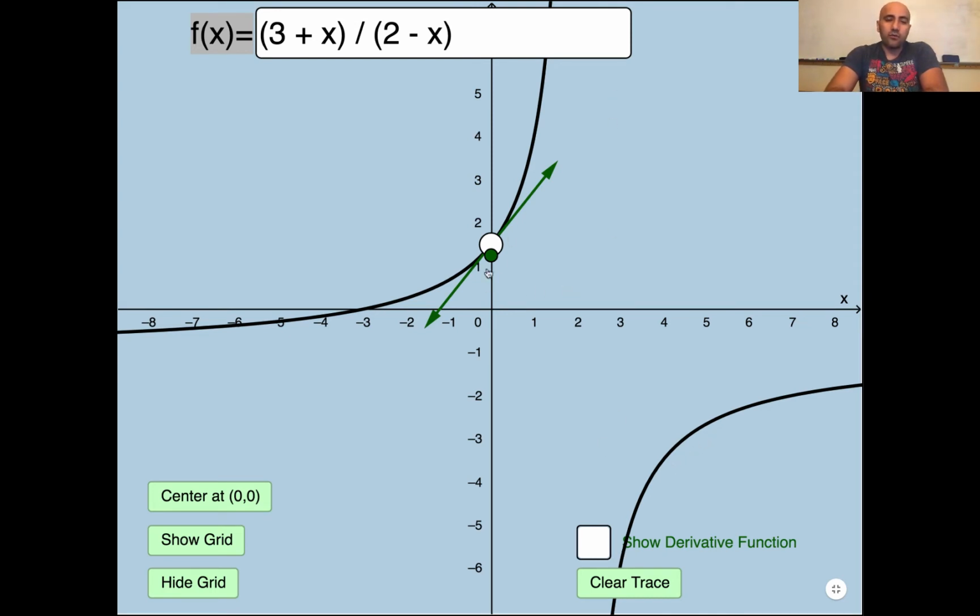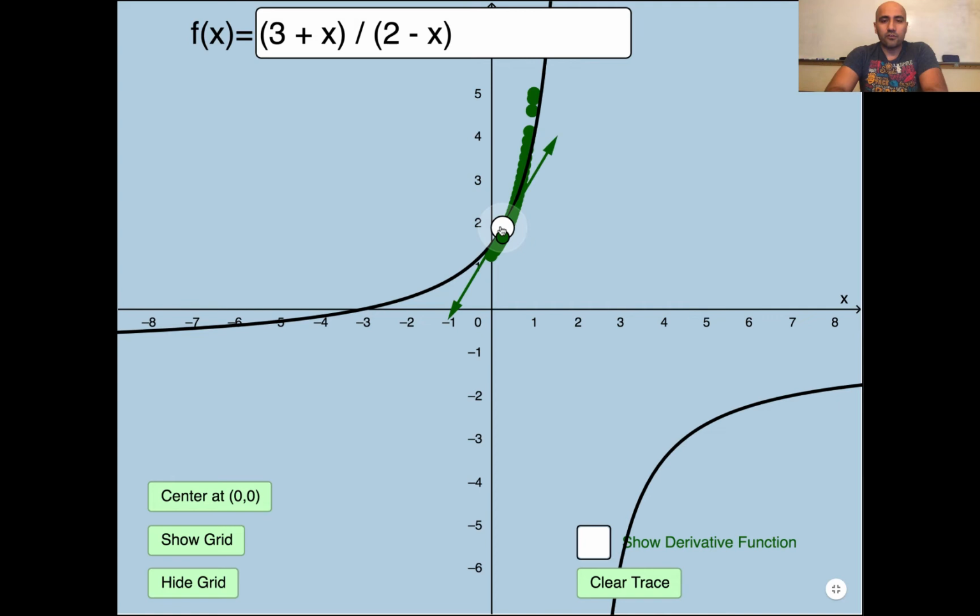Okay, so now the slopes of the line tangent. At this point right here on the original function, this green tangent line has a positive slope of about 1. And then as I move toward the right, I stay with a positive slope. It's always a positive slope, but that positive slope is getting bigger and bigger and bigger, right?